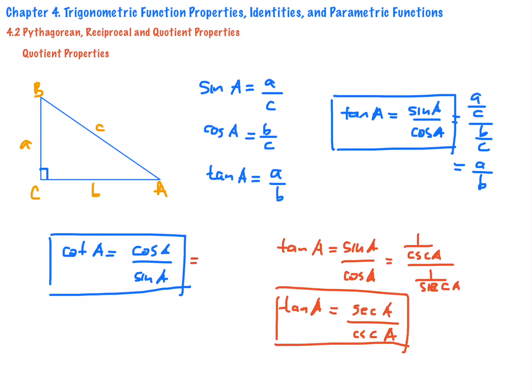And then cotangent a will be equal to cosecant a over secant a by having these principles. This is quotient properties. Tangent a equal to sine a over cos a, and also equal to secant a over cosecant a. Cotangent a equal to cos a over sine a, also equal to cosecant a over secant a.